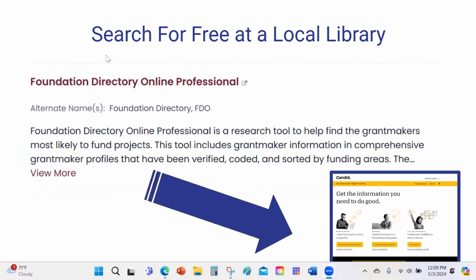However, at libraries, it's not going to be called Candid. It's going to most likely be in their database under this name, Foundation Directory Online, right? Foundation Directory Online. So when you search their databases, you're going to search through the F's here. I know that's a little confusing.